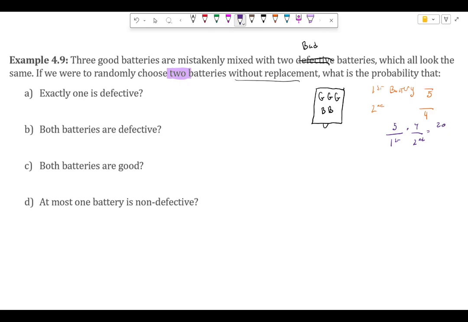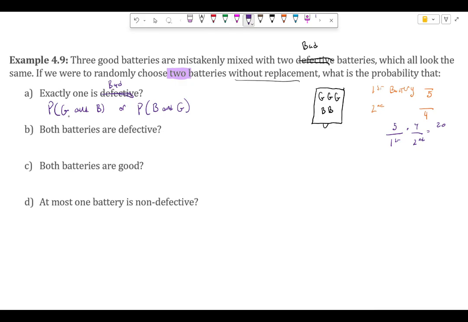So the probability that exactly 1 is defective. Again, defective just means bad. So what does that mean? Well, that means that we have a good on the first and a bad on the second, or that means that we have the probability of a bad on the first and a good on the second. That's how we can get only 1 bad battery.